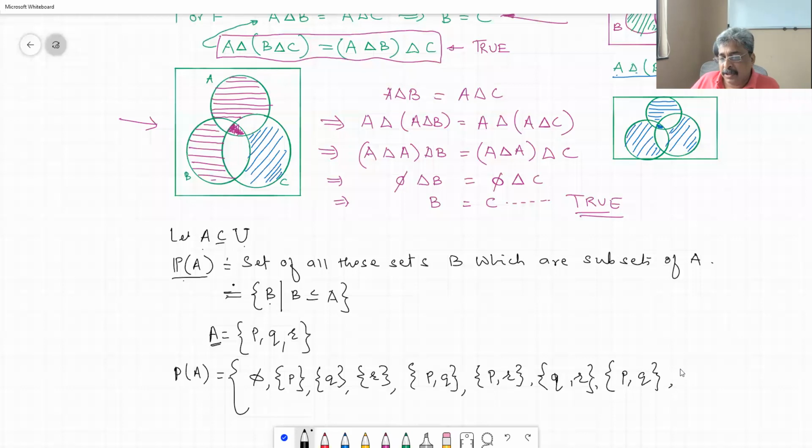And a set which has three elements. This is the power set of A. So number of elements of a power set.